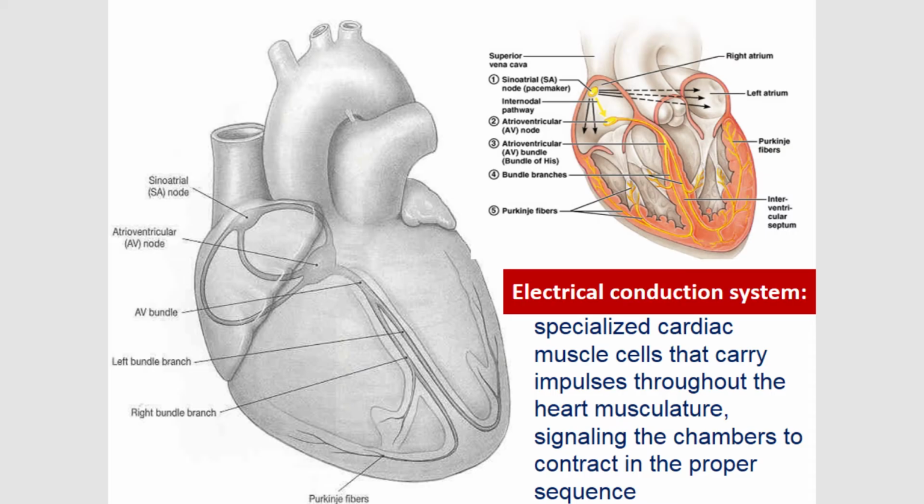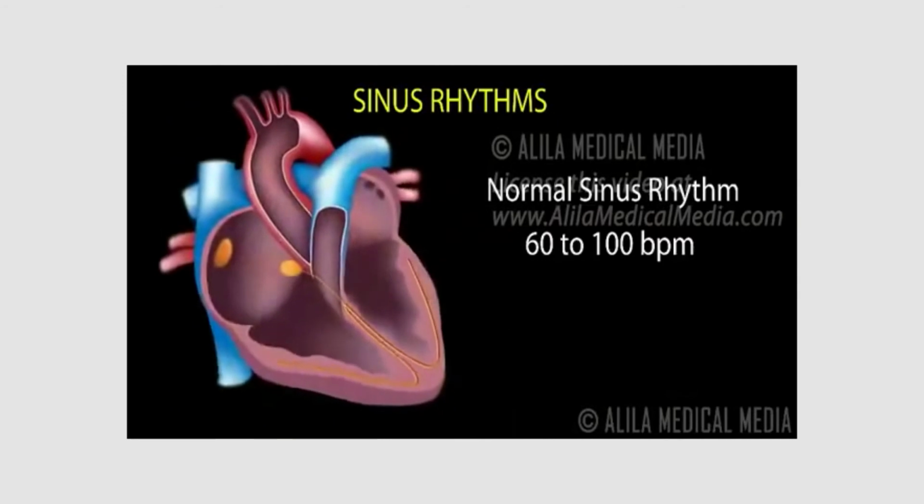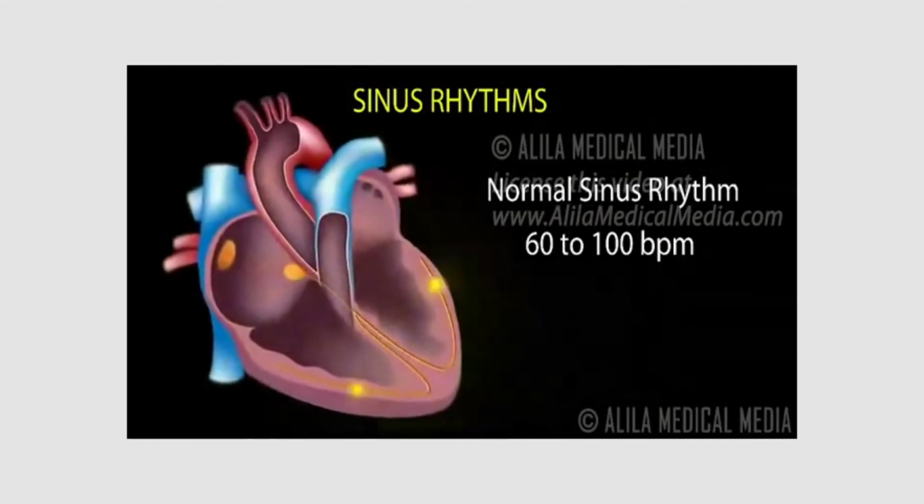Sinoatrial node, SA node, is a group of specialized cells capable of generating and propagating their own electrical signals, which is responsible for atrial contraction. It is situated at the posterior wall of the right atrium. SA node is also known as the pacemaker of the heart. Once the signals propagate, the entire atrium is contracted with the sound lub.